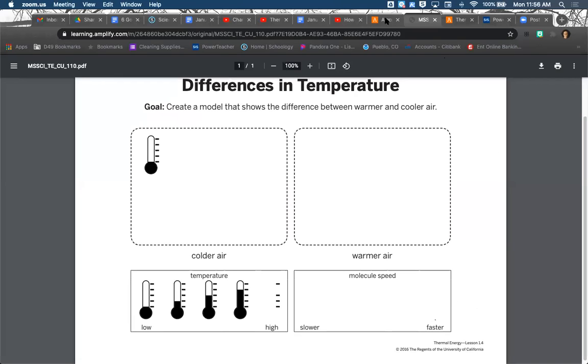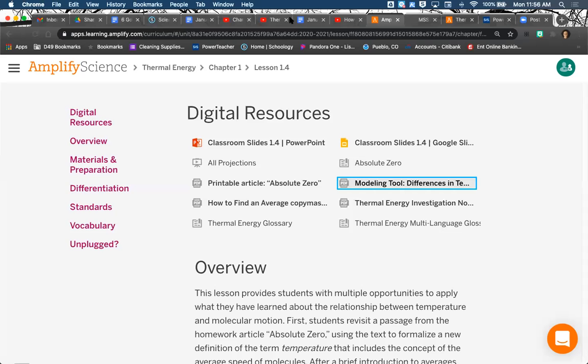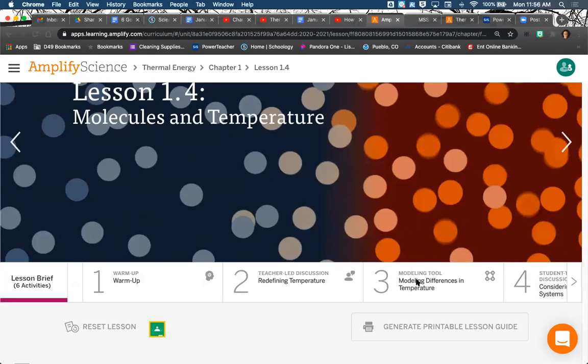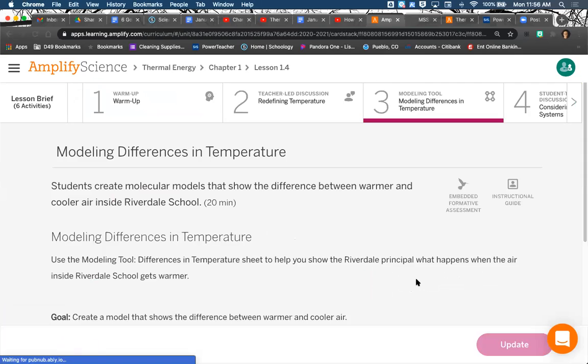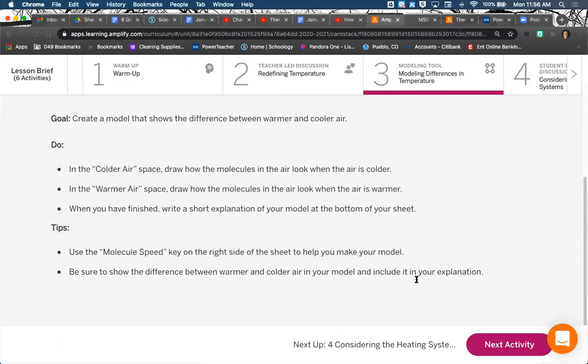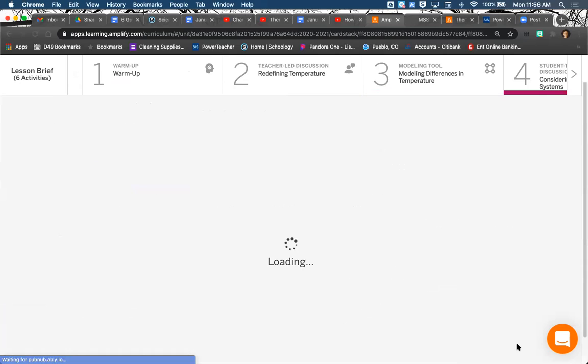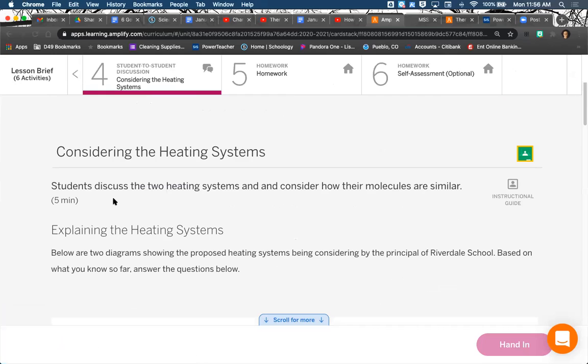Let's continue on. I don't believe there was a hand in button for this part. And I don't believe that you have this in your digital resources. No worries, because we're moving on. That was part 3. And we followed along with those suggestions. Students discuss the two heating systems and consider how their molecules are similar.